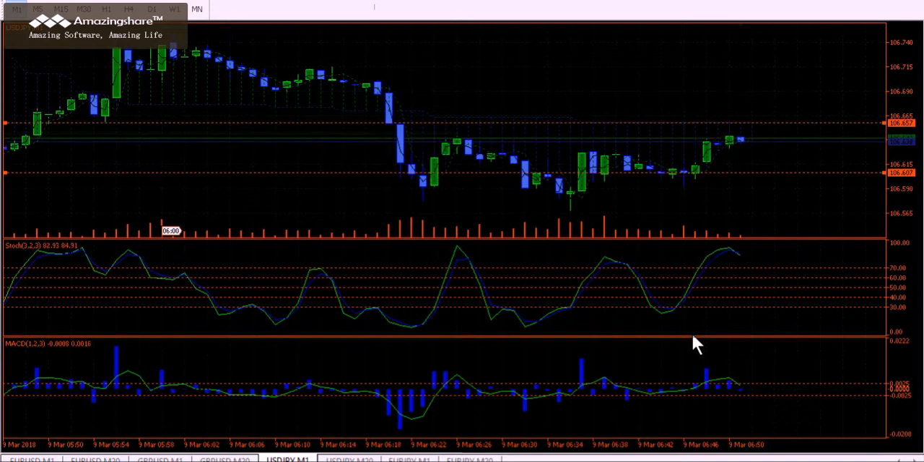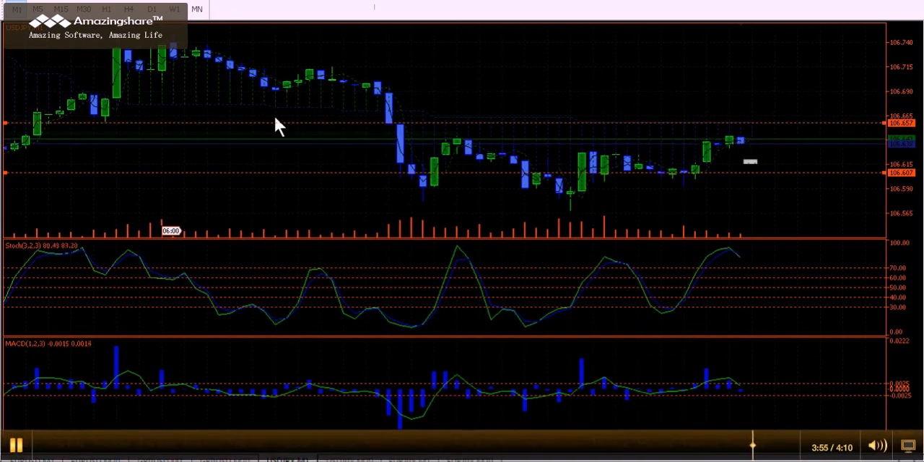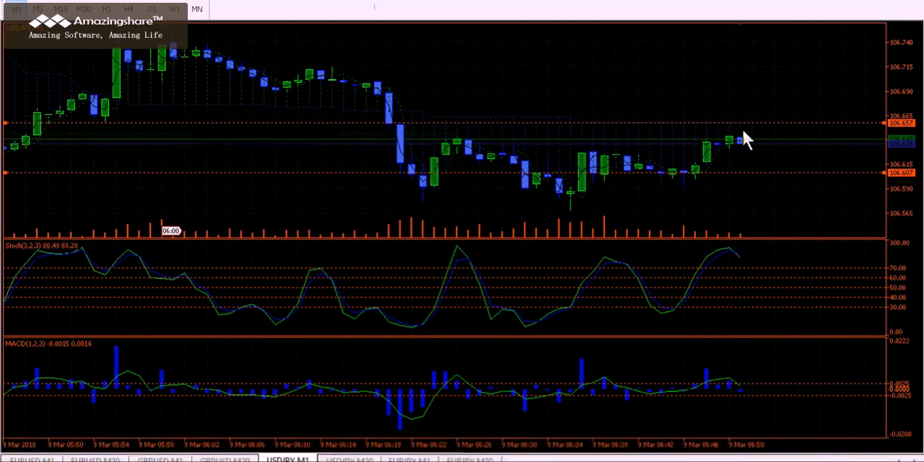So we're up 3 pips right now in that trade. So I'm going to exit that trade, take those 3 pips, and look at possibly a re-entry as it goes through this trend support level. And we are out of that trade.